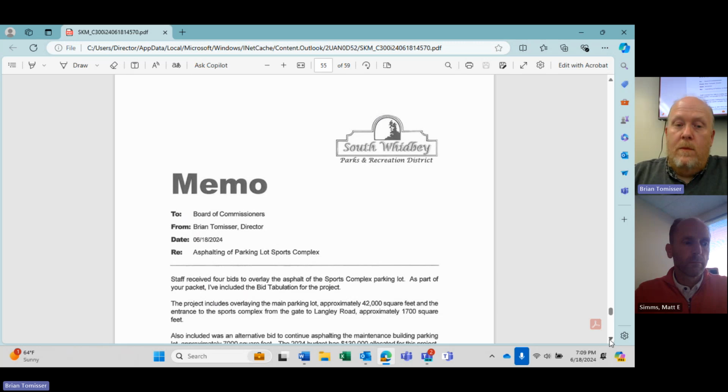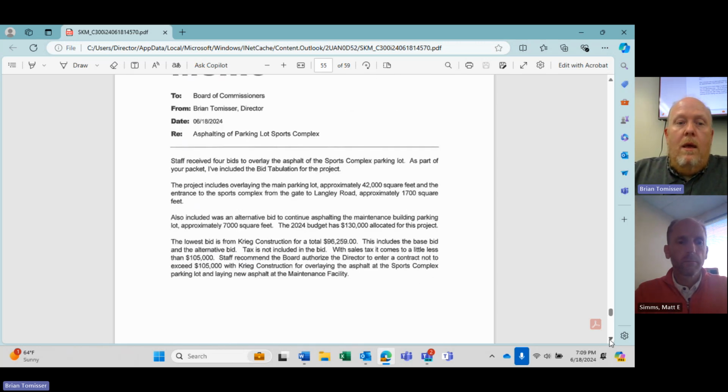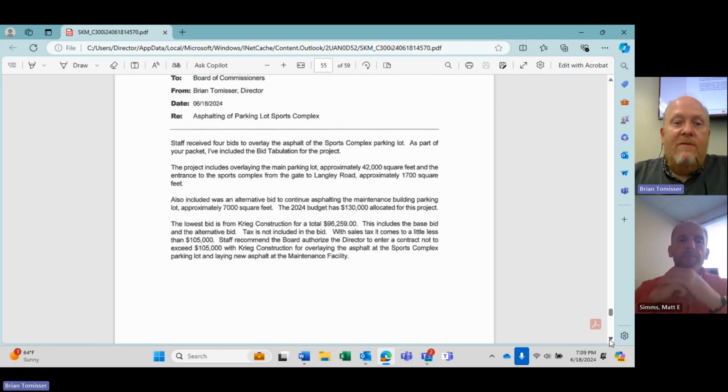All right, sports complex asphalt bid. We received four bids. This is to overlay the asphalt at the sports complex parking lot. It's also to do the little section from the gate down to Langley Road that needs to be done. And then we did an alternative bid just to see if we had enough money to continue asphalting the maintenance shop.